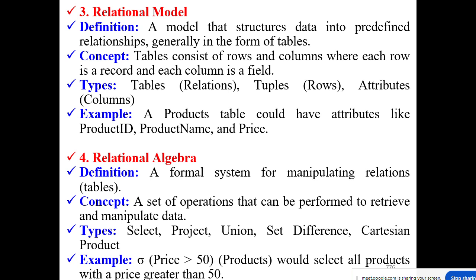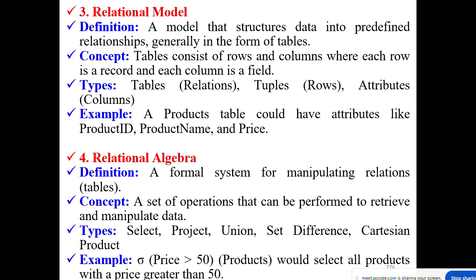Then what about relational algebra? It is a formal system for manipulating relations like tables, a set of operations that can be performed to retrieve and manipulate data. Types include select, project, union, set difference, and Cartesian product. Example: the select symbol with price greater than 50 on products selects all products with a price greater than 50.